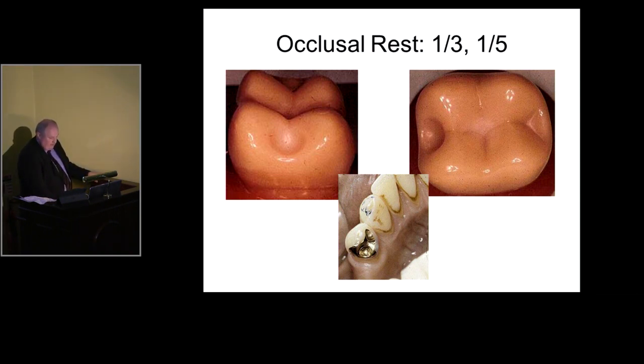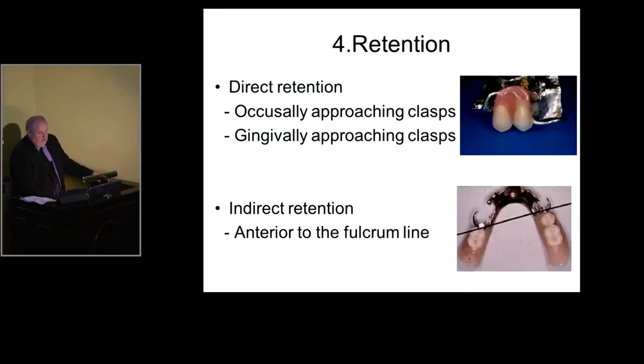And the same if you're doing inlays or anything into your restorations, the same dimensions occur in your abutments. There are 2 types of retention, direct retention and indirect retention. Direct retention is offered by retainers. There are 2 types primarily, occlusally approaching and gingivally approaching. Which offers more retention, an occlusally approaching clasp or a gingivally approaching clasp? A gingivally approaching clasp.